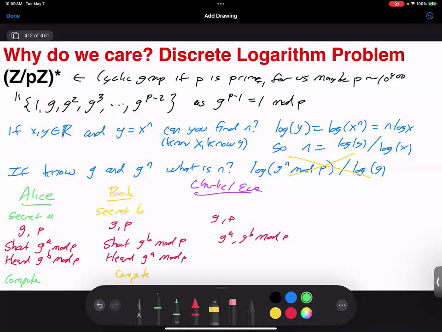Well, if she could find B, then that would mean you would have a way of solving the discrete log problem. We don't know how to find the exponent B, so it's safe to shout out G to the B. We don't know a quick way to find B. If Charlie could solve the discrete log problem, then Charlie would know A and B.